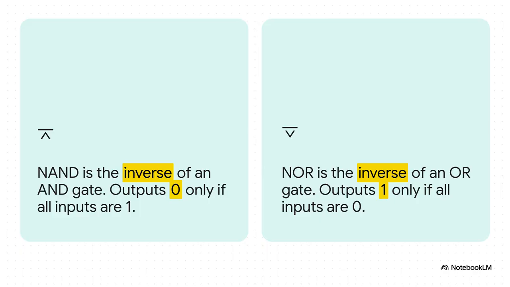This whole idea of simplification and efficiency leads us to 2 very special gates, NAND and NOR. A NAND gate is simply an AND gate with its output inverted, and a NOR gate is, you guessed it, an OR gate with its output inverted. They're the direct opposites of their basic cousins.